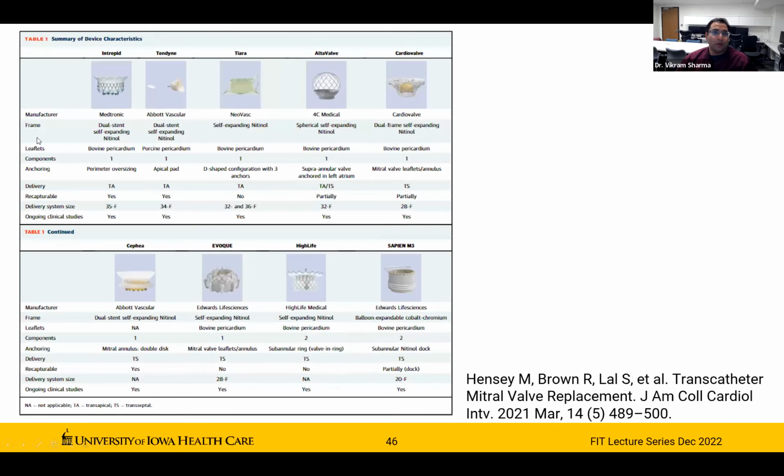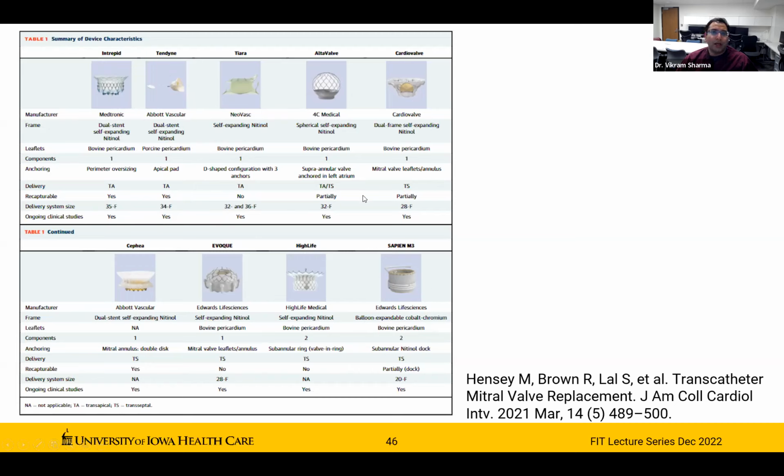So bearing those in mind, a wide range of devices have been made and put to use. I'll focus on some of the ones that are gaining popularity. There's the Intrepid device, which is a self-expanding device that's placed through an apical approach. The Tendyne is another self-expanding device that is also placed through an apical approach. As compared to that, the Sapien valve is a balloon expandable valve that is placed using a transseptal puncture.